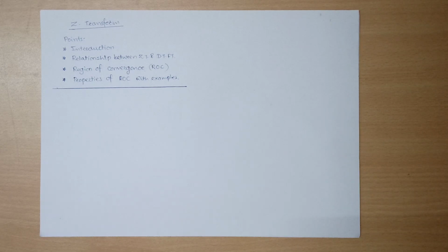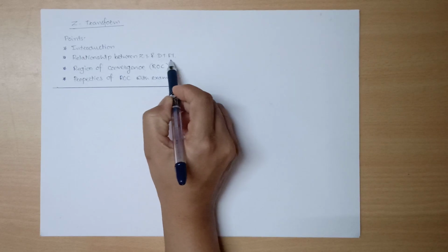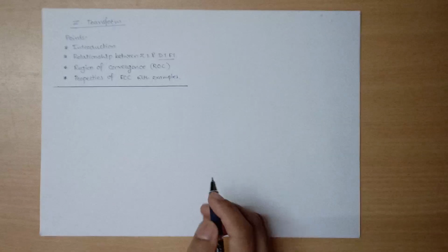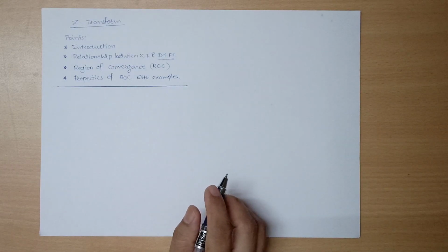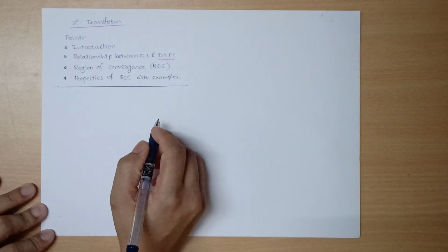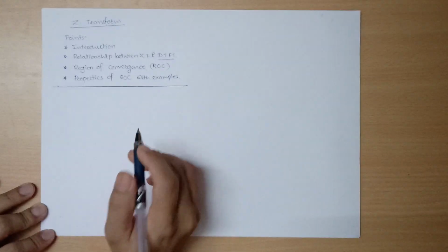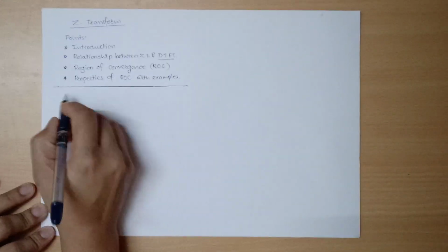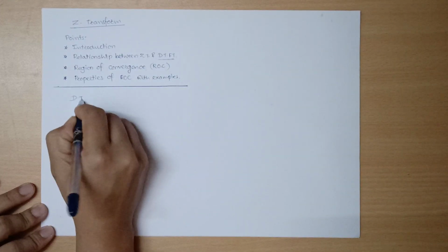So there is a question: why is there another transform applied on discrete time signals when there exists a transform like discrete time Fourier transform? In short, we call it DTFT. So why is Z transform required? The importance of Z transform is that Z transform exists for many signals that do not have DTFT. So we'll see the definition of DTFT first.